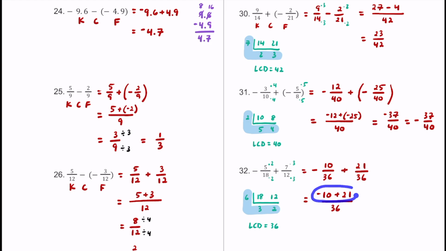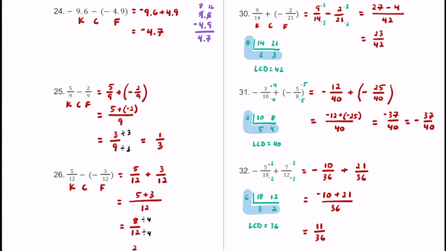And we're adding a negative plus a positive, so make sure we subtract their absolute values. 21 minus 10 is going to be 11, and since 21 is a greater absolute value, it's going to be positive 11. So we can write our final answer here is going to be a positive 11 over 36.